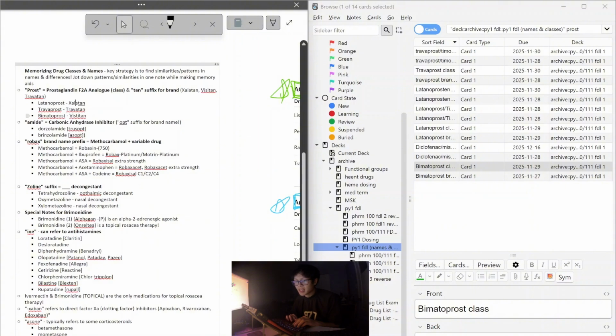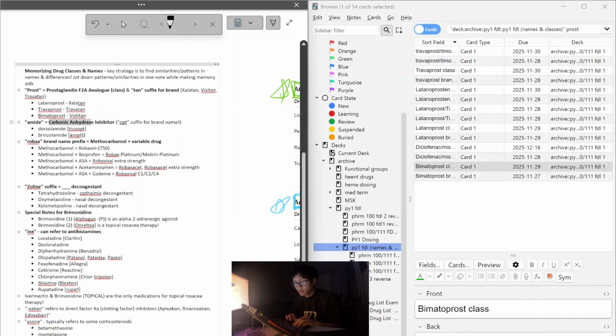And you can see that that same pattern is consistently showing up in all of the brand names for any prostaglandin F2 alpha analog. So you can keep in mind that when you are presented with the brand name Xalatan, you know that this is a prostaglandin F2 alpha analog because we just established that the tan suffix is present for every brand name of a prostaglandin F2 alpha analog. Okay?